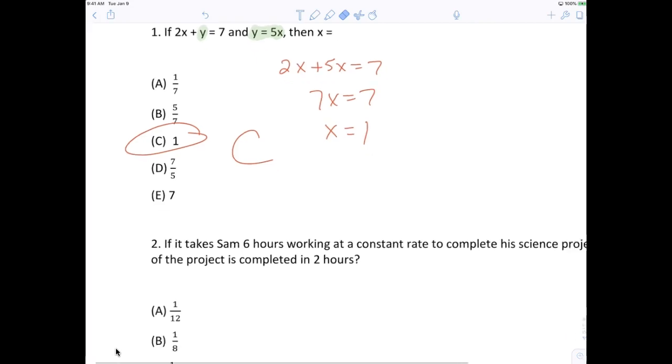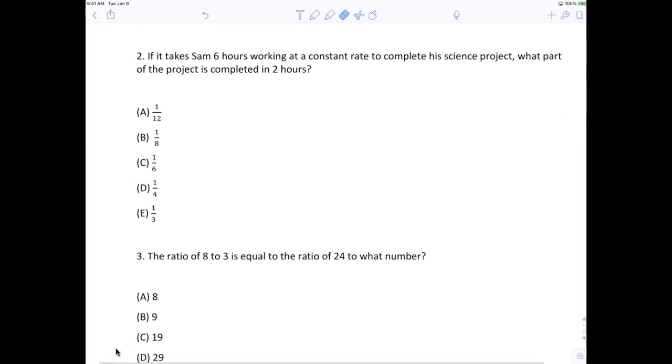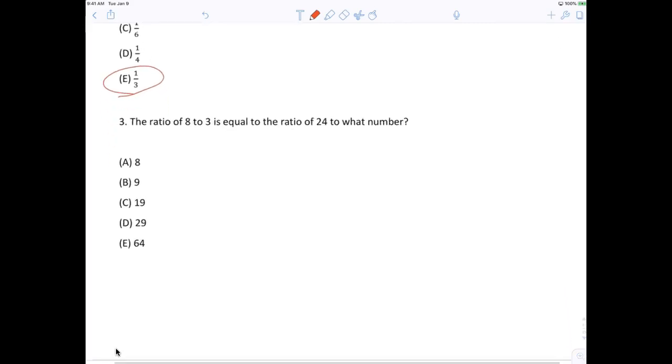Let's take a look at number 2. Now this one I felt like everybody should have done. If it takes Sam 6 hours working at a constant rate to complete the science project, what part of this project is complete after 2 hours? A third. Does anybody have any issues with that? I thought that was kind of easy, right? 1/3. Now remember, it's super important if you're sitting there going, I have no idea why you got 1/3, just raise your hand. I want to help you. That's pretty easy, right?